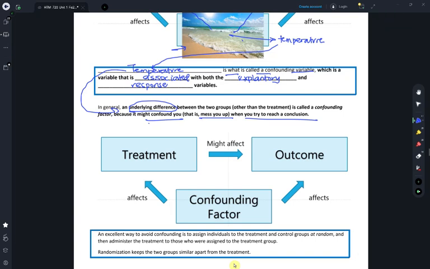Whenever we want to avoid confounding, sometimes in experiments, we tend to assign individuals to the treatment and control groups at random. This is one of the controls in place when you're conducting experiments that helps to control for the impact of confounding variables.